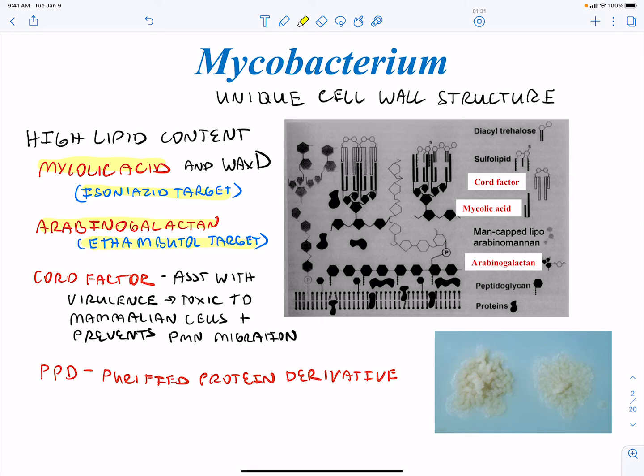anti-mycobacterium treatments. We have cord factor, which is going to be toxic to mammalian cells, and it also prevents the polymorph or neutrophil migration. So it's really going to be important in forming those granulomas. And then we also have purified protein derivative, or PPD, which is known for its tuberculin skin tests. Your Mycobacterium in general, all of them will have these unique features.